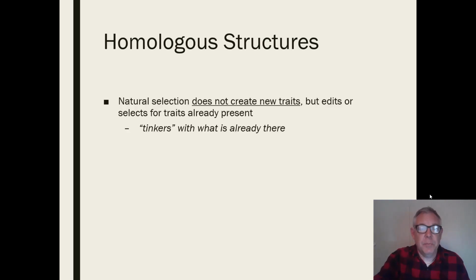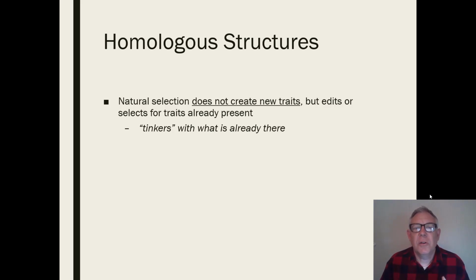Okay, so starting with anatomy. When we talk about natural selection, it does not create new traits. Mutations create new traits. Natural selection just takes those traits and edits them or selects for traits that are already present. And we call this tinkering. We call this taking something and modifying it, giving it a different use or making it a little bit larger, or smaller, or better, or whatever. And so the end result are these things called homologous structures. We see the evidence of this tinkering in homologous structures.